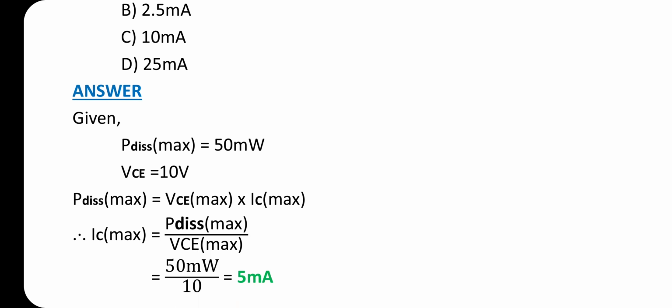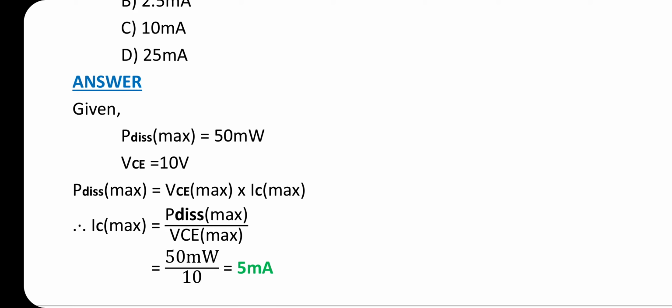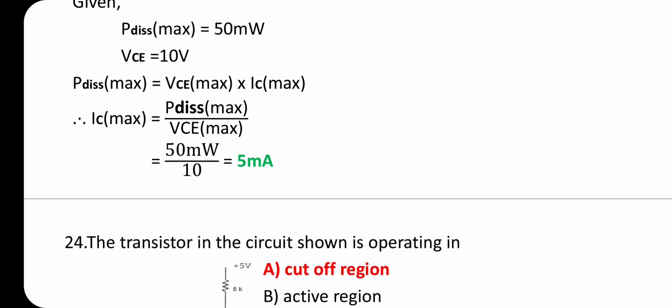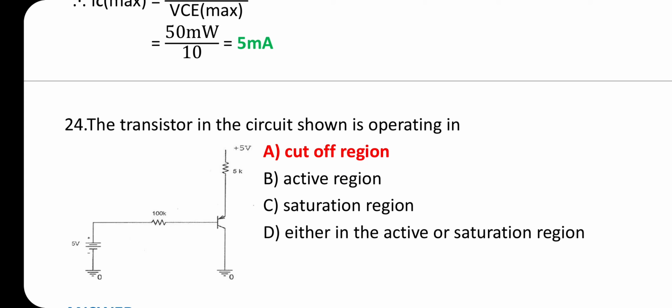Given that P dissipated maximum equal to 50 milliwatt, VCE equal to 10 volt. After rearranging the equation, we get IC max equal to P dissipated max divided by VCE. We get the answer as 5 milliampere. To prevent the transistor from destroying or from excessive heating, the safe collector current would be 2.5 milliampere, which is less than the maximum allowed collector current of 5 milliampere.